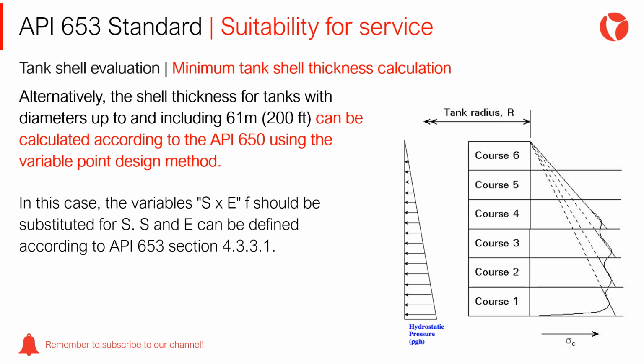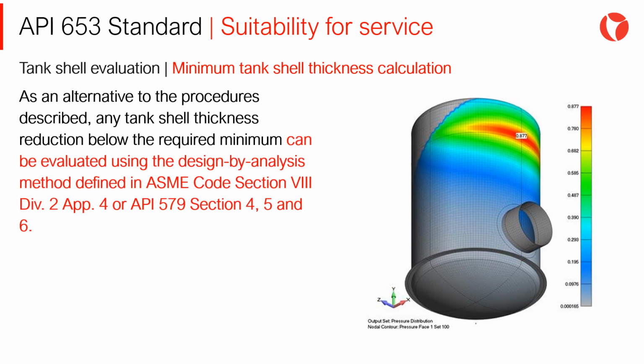Regarding the minimum tank shell thickness calculation, and alternatively to the methods indicated before, the shell thickness for tanks with diameters up to and including 61 meters can be calculated according to the API 650 standard using the variable-design-point method. As an alternative to the procedures described, any tank shell thickness reduction below the required minimum can be evaluated using the design by analysis method defined in the ASME Code Section 8 Division 2 Appendix 4 or in the API 579 Standard Sections 5, 4 and 6.